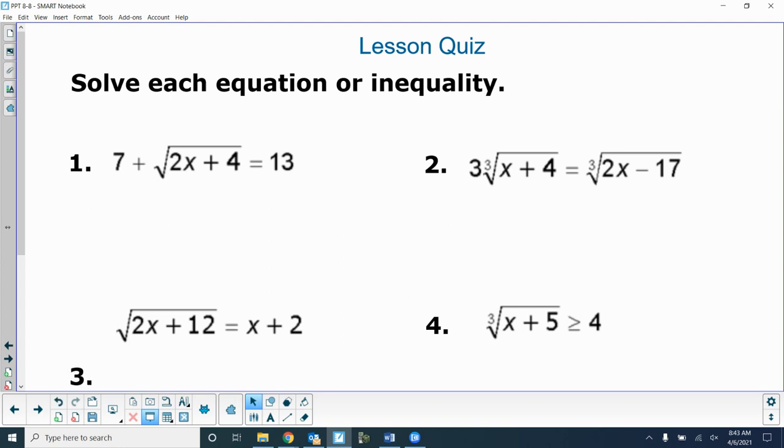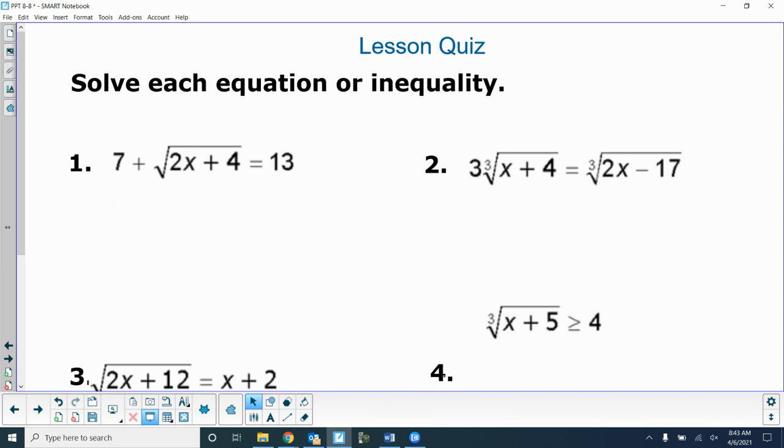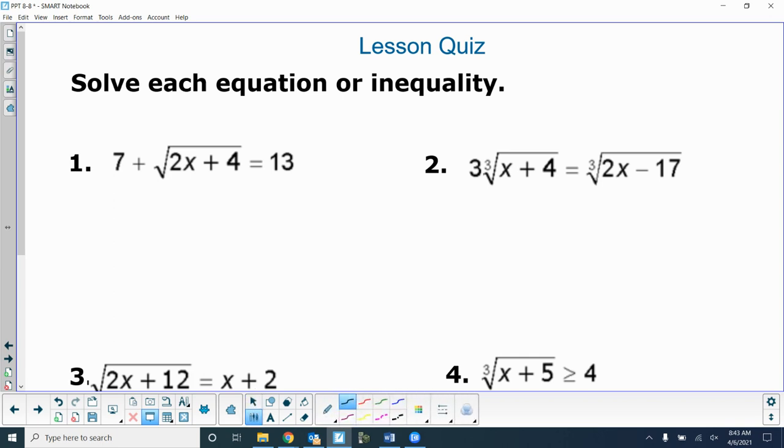Take the 7 over. Very good. We've got to get the 7 to the other side. We want to isolate that radical. Okay, since we only have one radical, we get it alone. So how do we move that 7 over, did you say? Subtract. Some of you I saw forgot about that when you were doing your homework.